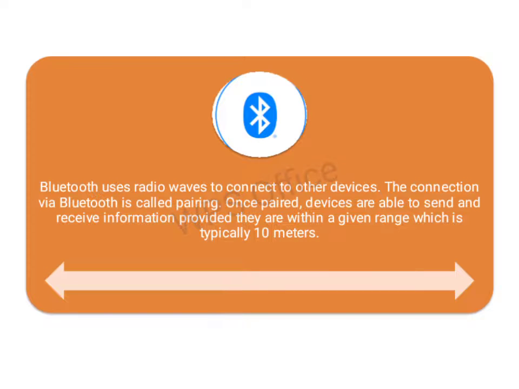The next most popular type of wireless communication is the Bluetooth. It uses radio waves to connect to other devices. The connection via Bluetooth is called pairing. Once paired, devices are able to send and receive information provided they are within a given range, which is typically 10 meters. Bluetooth is a short-range wireless technology standard that is used for exchanging data between fixed and mobile devices over short distance in building personal area networks. So how does Bluetooth work? When Bluetooth enabled devices are close to each other, they automatically detect each other.